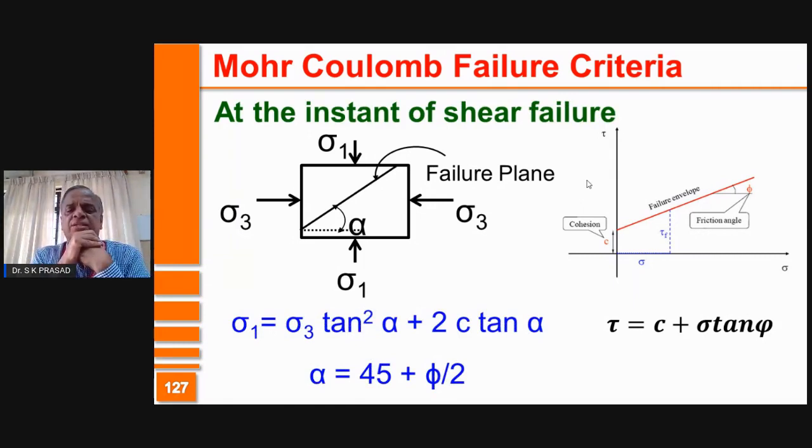Well, at the instance of failure, that is when the stresses reach the failure envelope, we can very easily show that sigma 1 and sigma 3 are related by the expression sigma 1 is equal to sigma 3 tan squared alpha plus 2c tan alpha. Here alpha is equal to 45 plus phi by 2. c is cohesion. Phi is angle of internal friction.